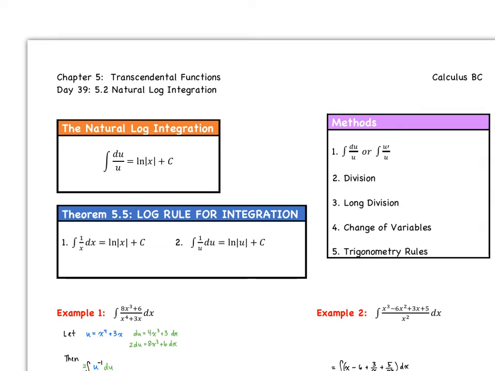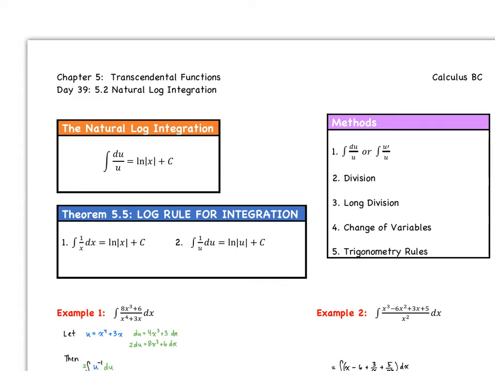5.2, natural log integration. So today we're going to look at integrating with our answers having natural log in them. Okay, so remember the integral of 1 over u du, or du over u, is equal to the natural log of u, plus c. All right, that's that indefinite integral. And then our log rule for integration is the integral of 1 over x dx is equal to the natural log of x plus c, or if we're using u substitutions, same concept there.